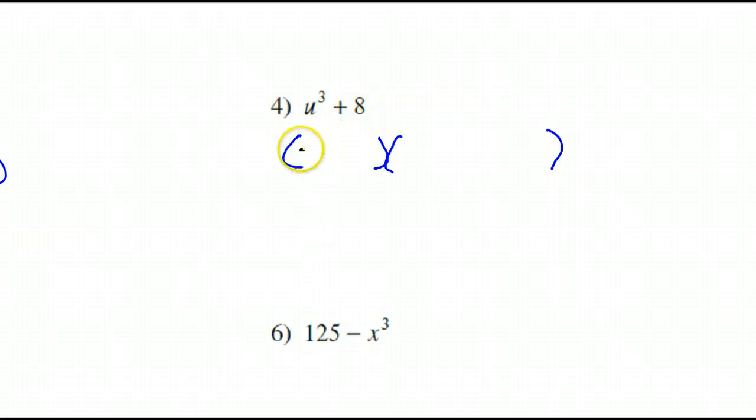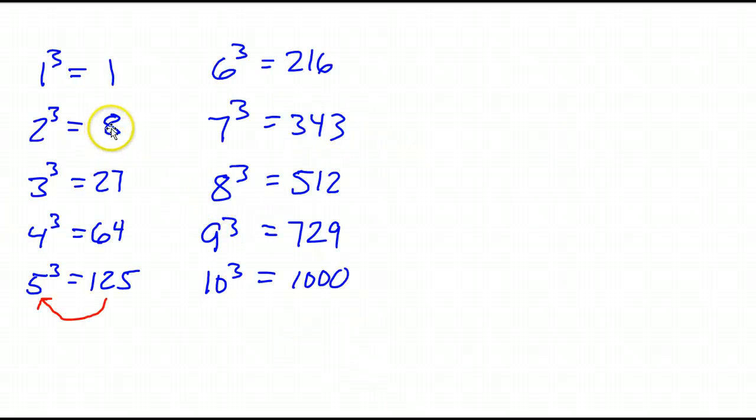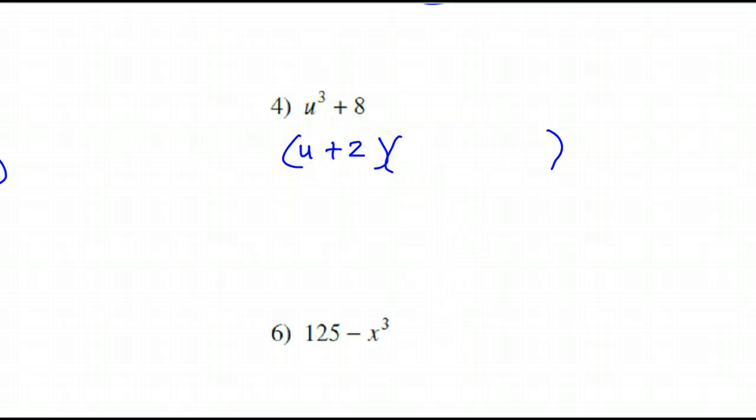So let's see. This will be u plus 2. Where'd the 2 come from? Well, 8 is 2 to the third power, so the 2 is the root. If I square these, I'm going to get u squared and positive 4. I just squared these. If I multiply these, I'm going to get 2u. And it'll be the opposite sign. So that's number 4.